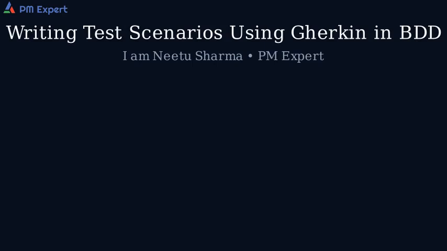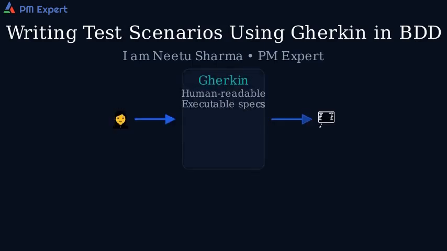In behavior-driven development, what is Gherkin? Gherkin is a plain language syntax that uses a small set of keywords to describe software behavior in a human-readable form. It bridges the gap between business stakeholders and developers. The core keywords are feature, scenario, given, when, then, and but.